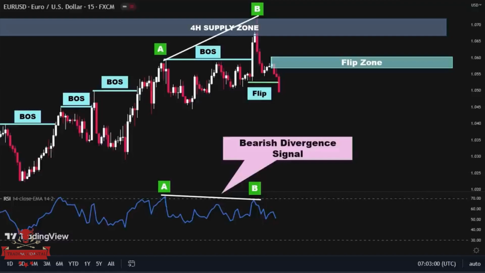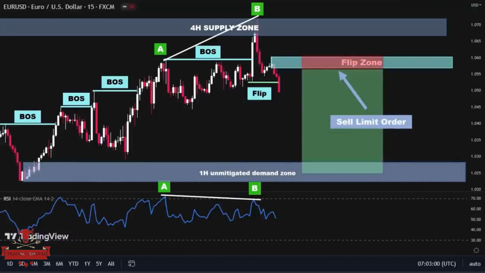I'll be placing the order at the lowest point of the flip zone and setting the stop loss a couple of pips above the flip zone. As for our take profit target, we will be aiming for the most recent unmitigated demand zone. Now that our sell limit order is in place, let's see how the market reacts.